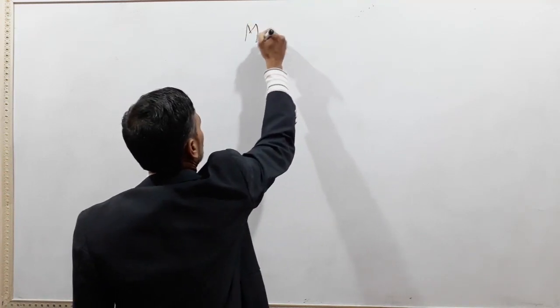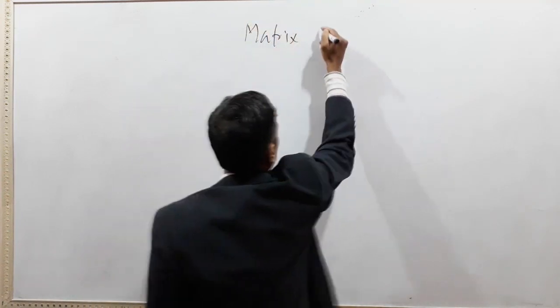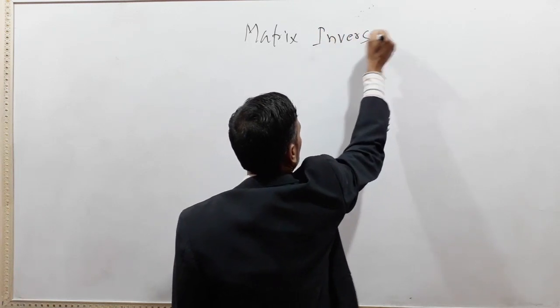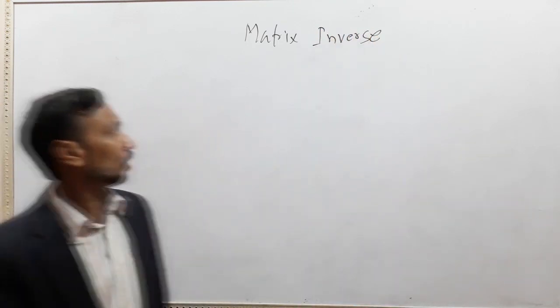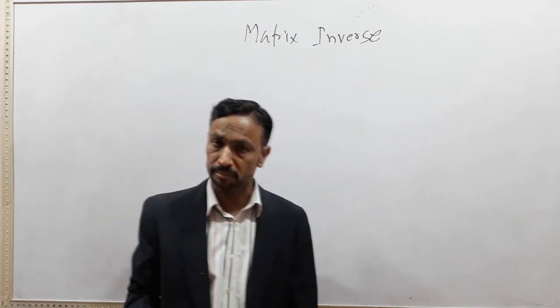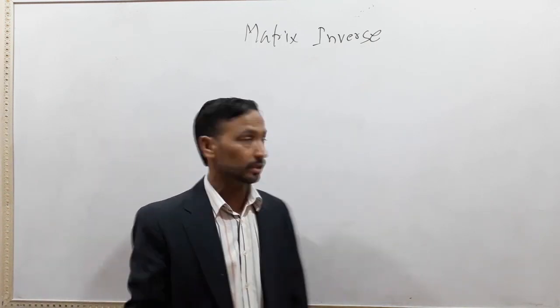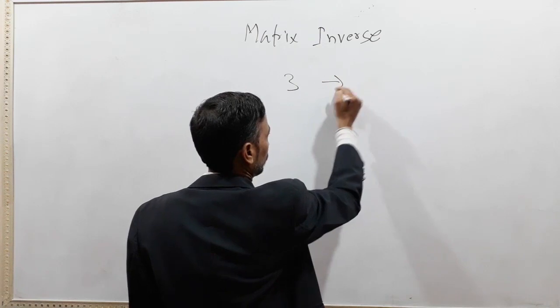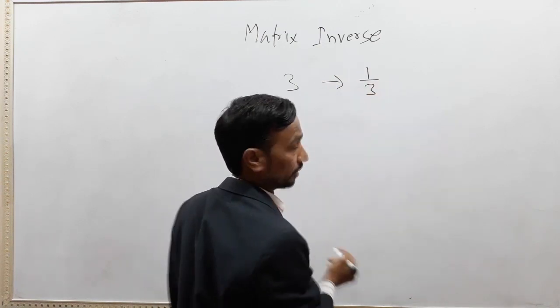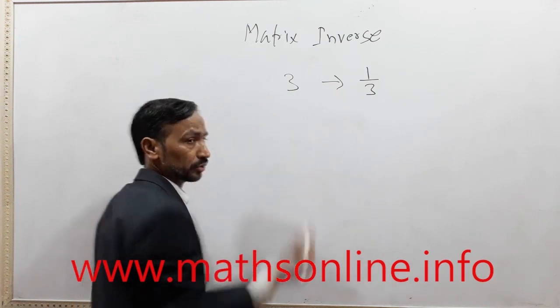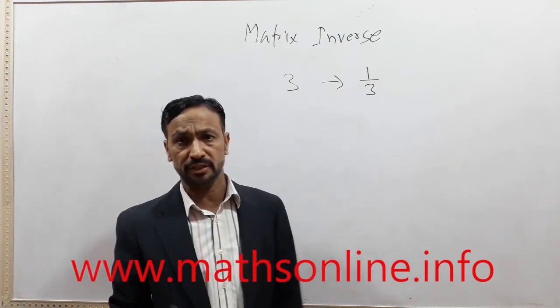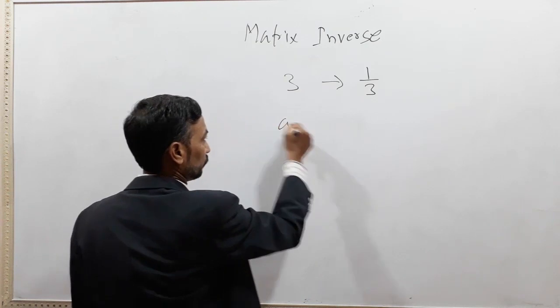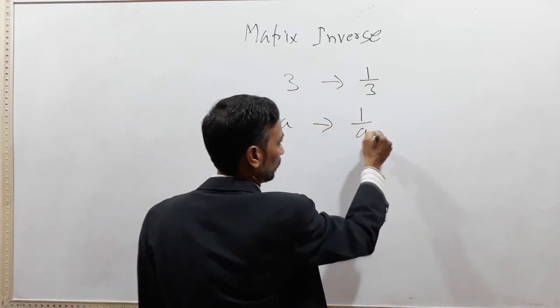Let's start with the matrix inverse today. What do we mean by inverse of a number? Suppose we have a number 3. The inverse of 3 will be 1 over 3, because 1 is already understood beneath any number. So if I say the inverse of a, it will be 1 over a.